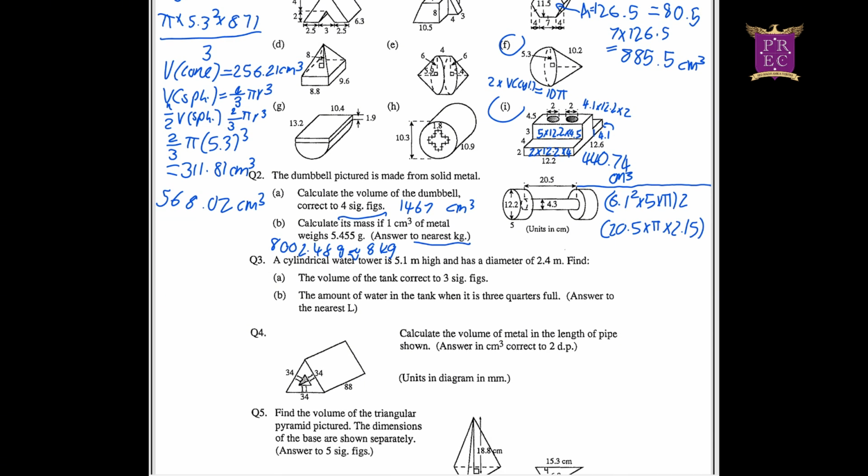Alrighty. Now, got another question. A cylindrical water tower is 5.1 meters high and has a diameter of 2.4. Find the volume of the tank, correct to 3 significant figures. That's very easy. The diameter is 2.4, so the radius is 1.2. And the height is 5.1, so we just do 1.2 to the power of 2 times 5.1 times pi, and then find out what the answer is.